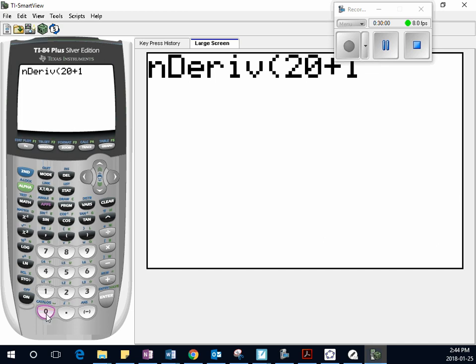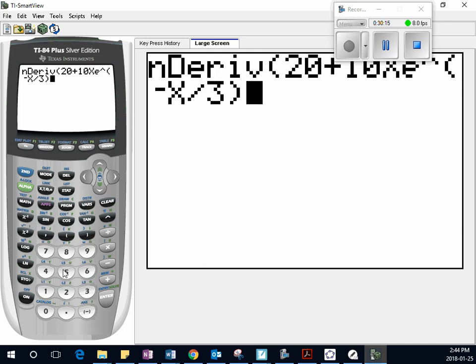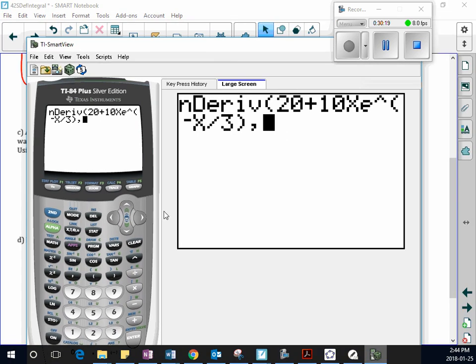Plus 20t e to the power minus t divided by 3, bracket, comma. Do you want me to do it a little further down so you can see what I'm doing?